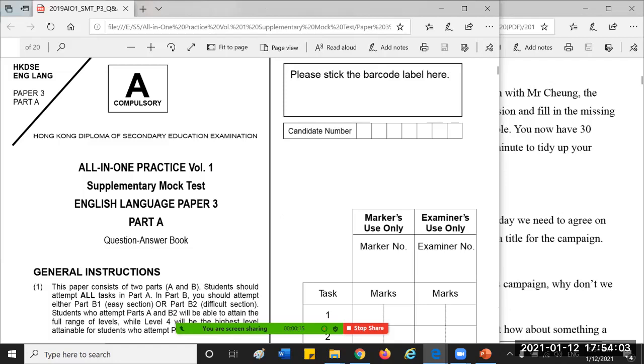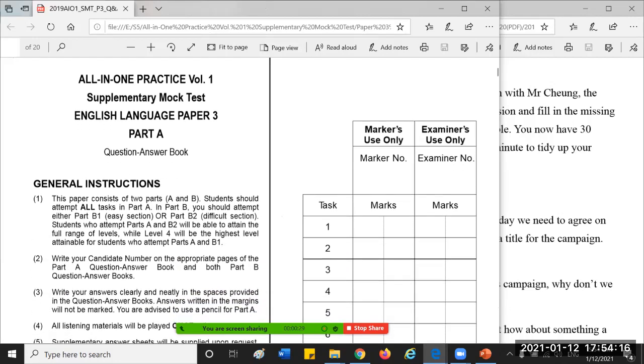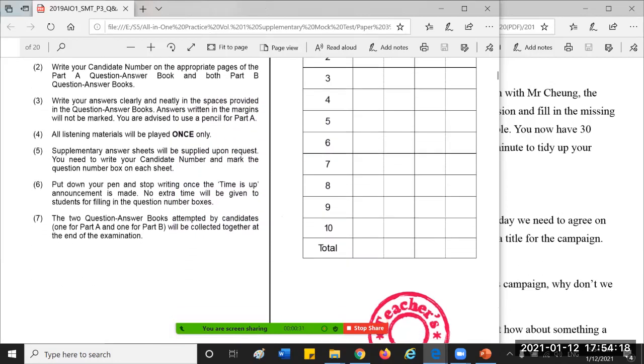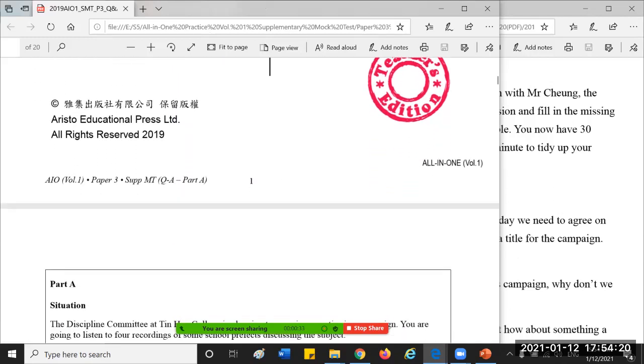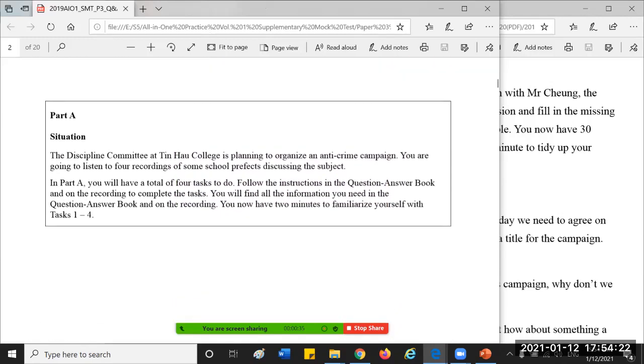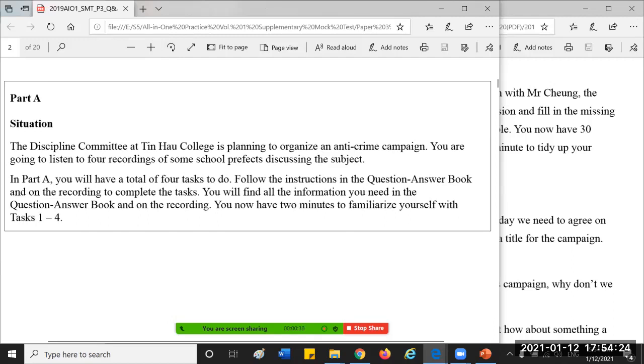All right, everybody, we're going to check All-in-One Practice Volume 1, Supplementary Mock Test, Paper 3, Part A, the one that we did before the assessment. Please take it out and we'll do the answer checking. All right, let's have a look at the situation. Here's the situation. The discipline committee at Tin Hau.